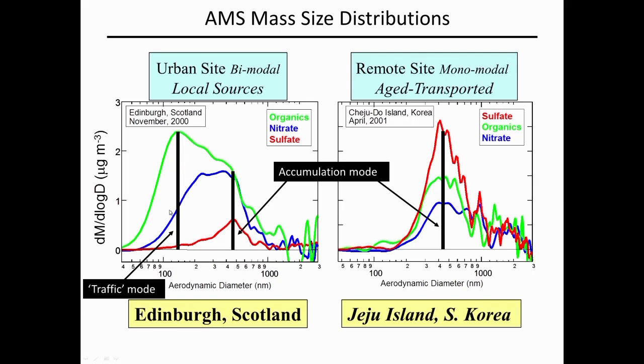So the idea is that your traffic and primary organic components are separate from your secondary components in an urban site, but that your secondary components are all very, very similar and well mixed by the time you get into a background site.